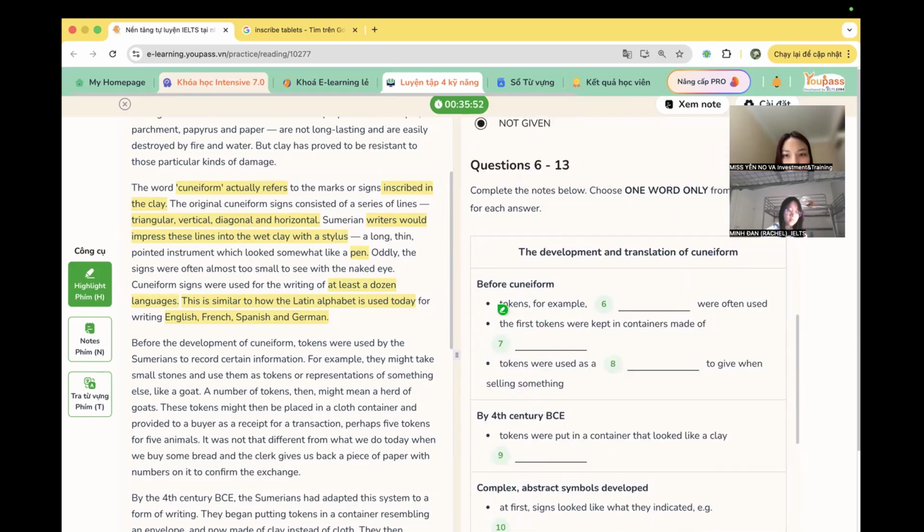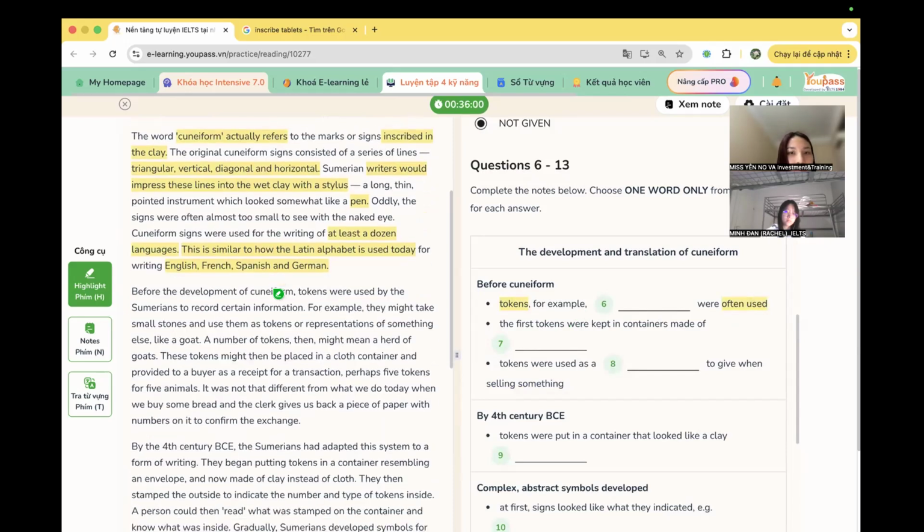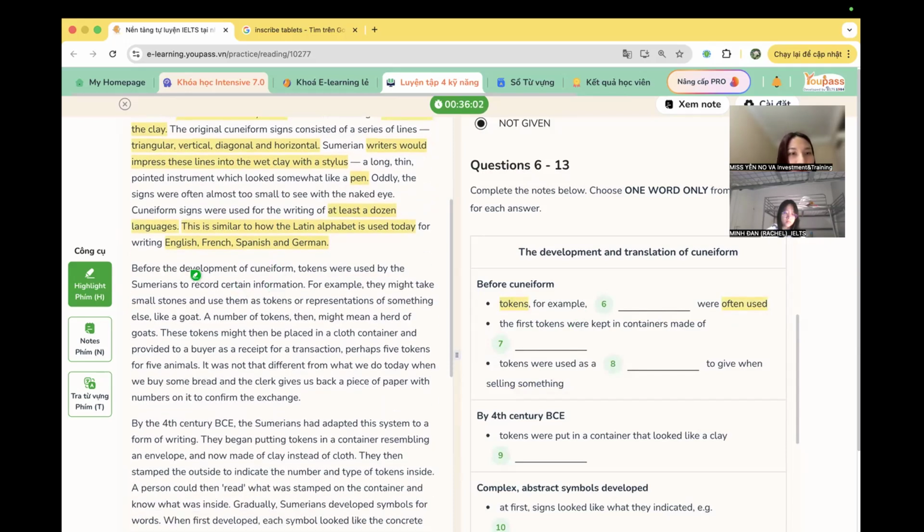Okay, now let's focus on token. And they will make an example, something often used. By the development of cuneiform, tokens were used by the Sumerians to record certain information. For example, they might take small stones and use them as tokens for a representation of something else, like a goat. So what is the answer? You can only choose one word.